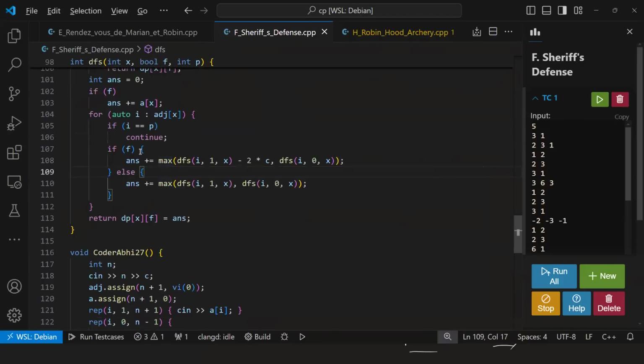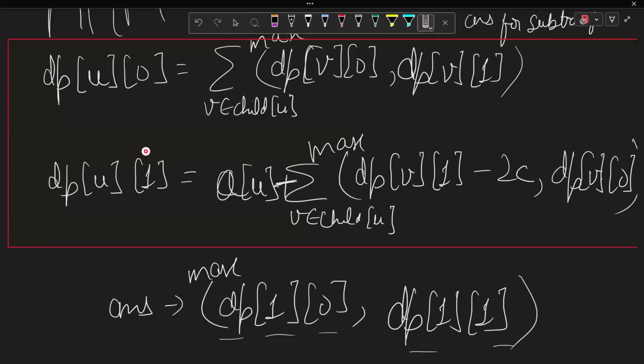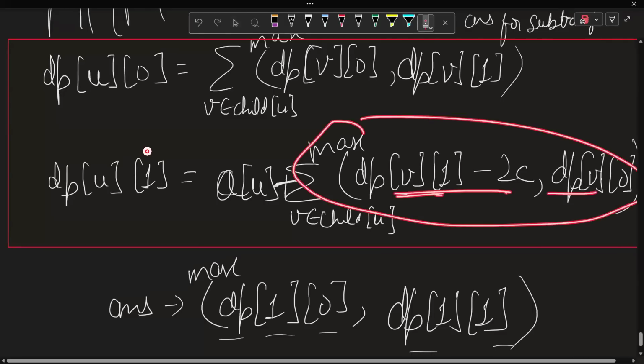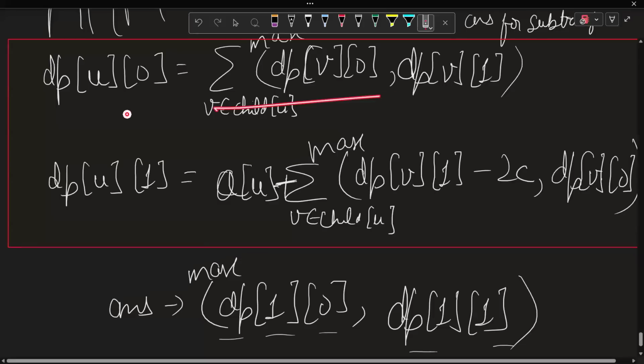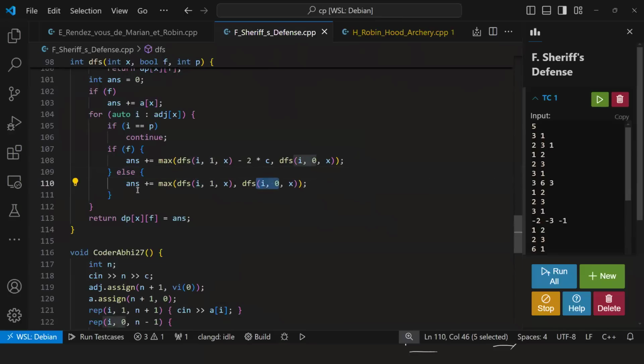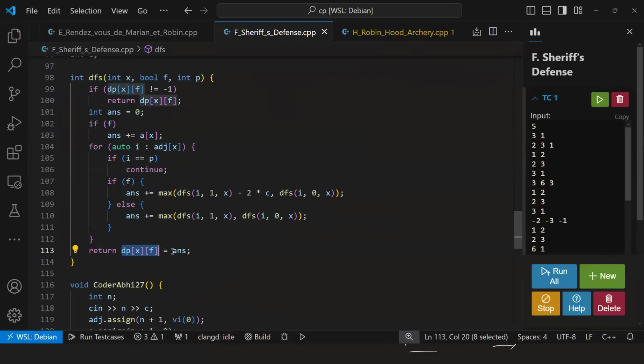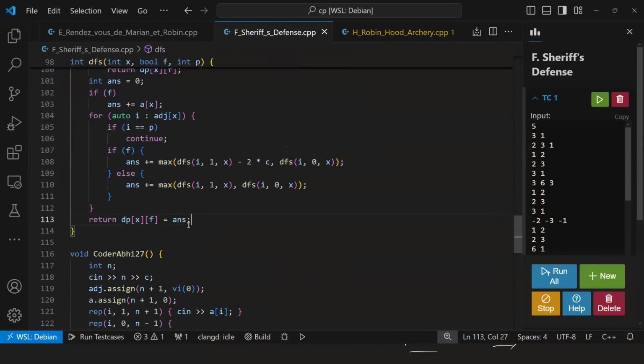Now for every child, if F is 1, then I would take the max of DP[i][1] minus 2c, or DP[i][0]. So if I is the child and I have taken it, then minus 2c. If I have not taken it, then it's as it is. And if F is 0, then I would just sum up the max among DP[i][1] and DP[i][0]. So this way I'm writing the transitions, and finally I'm returning DP[X][F]. So I hope this DFS function is clear.